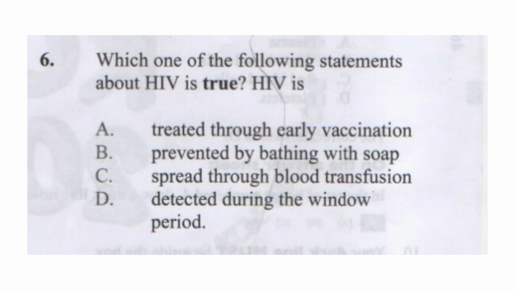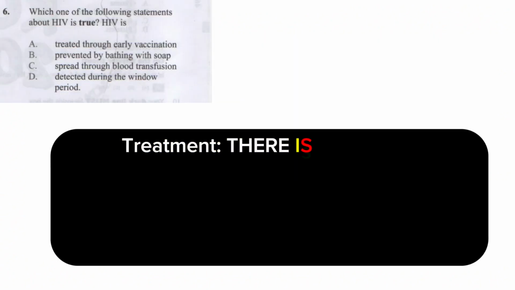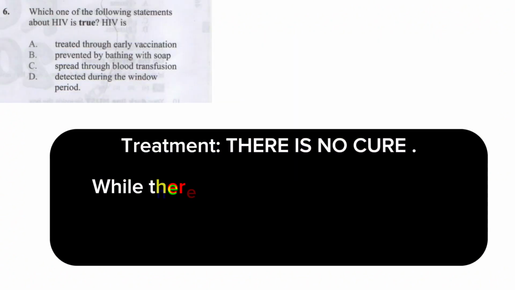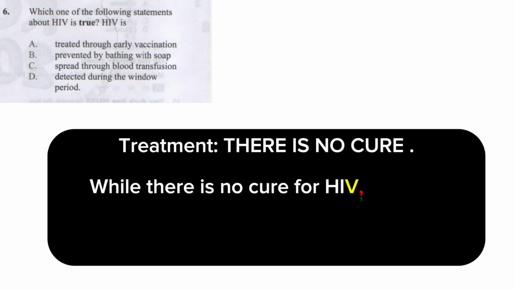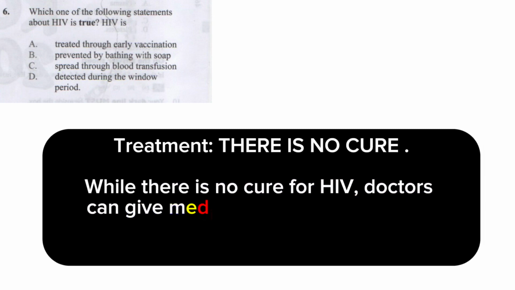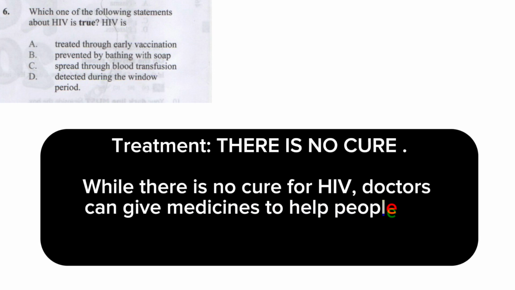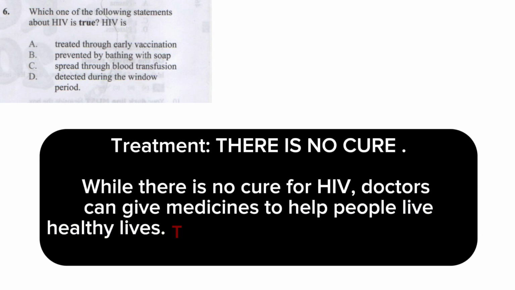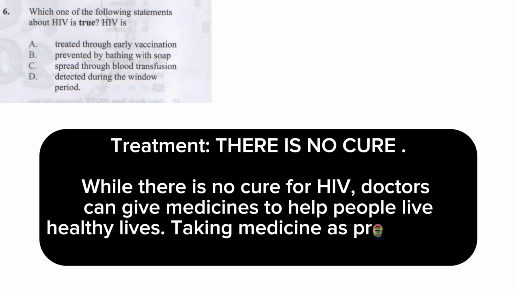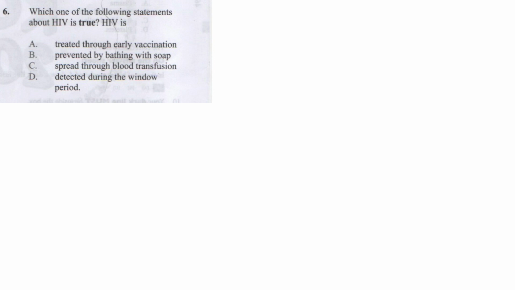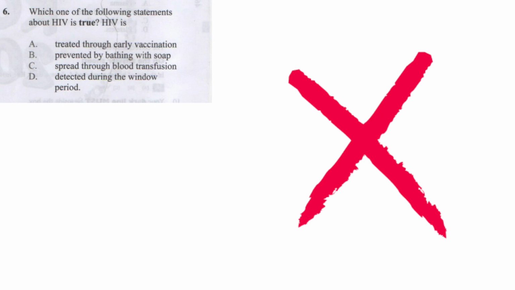Which one of the following statements about HIV is true? The first choice is HIV is treated through early vaccination. That is not true. There's no cure for HIV, unfortunately. While there is no cure, when you visit a doctor, they can give you medicines to help you live a healthy life, even if you have HIV. Taking medicine as prescribed is very important. Choice B, HIV is prevented by bathing with soap. That is definitely not true.